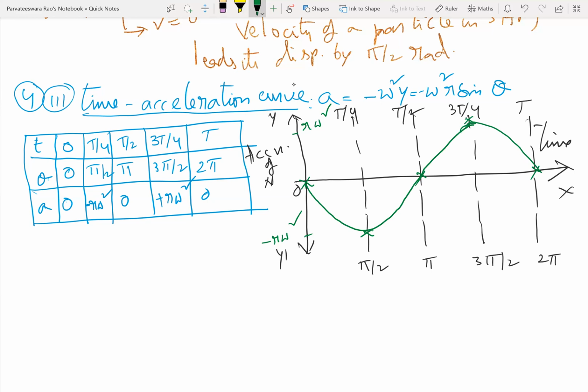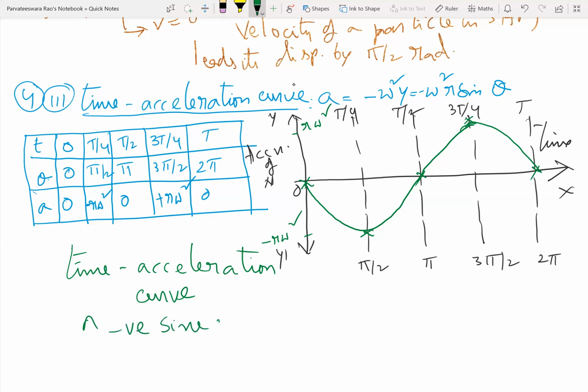So this is called the time acceleration curve or negative sine curve. Yes or no? Negative sine curve.